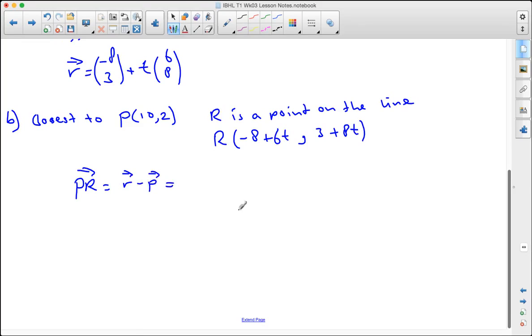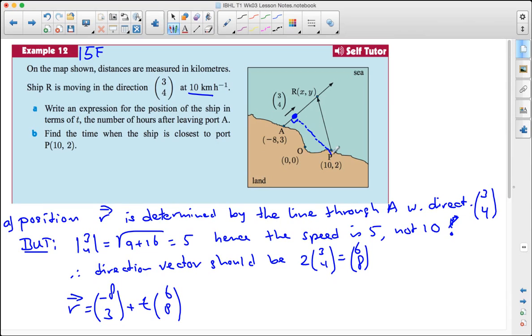and that vector is R take P, and that's going to be negative 8 plus 6t take 10, so that's negative 18 plus 6t, and also 3 plus 8t take 2, that's 1 plus 8t. So that is the vector PR. R is this point here, and we have there the vector PR.